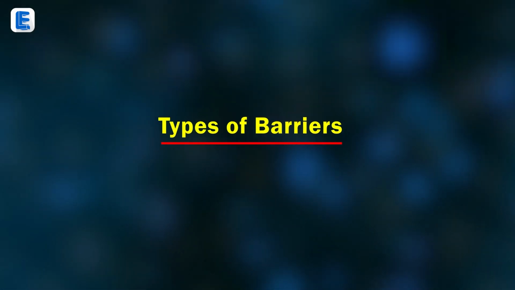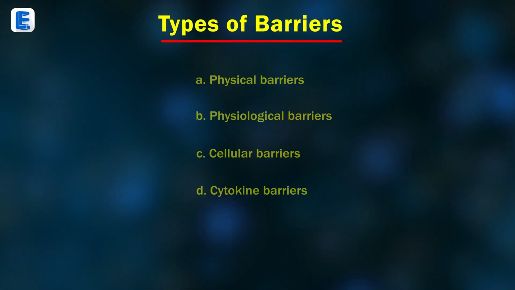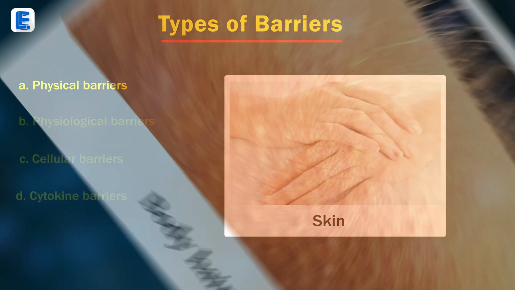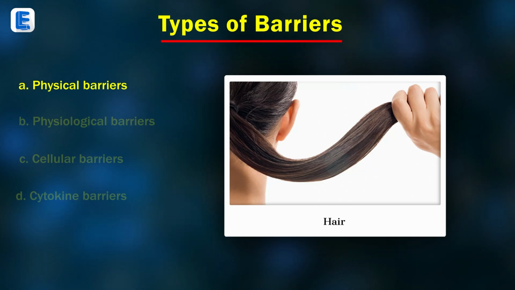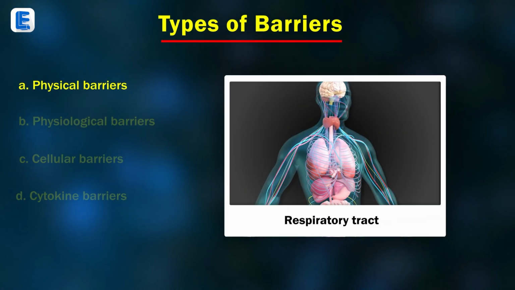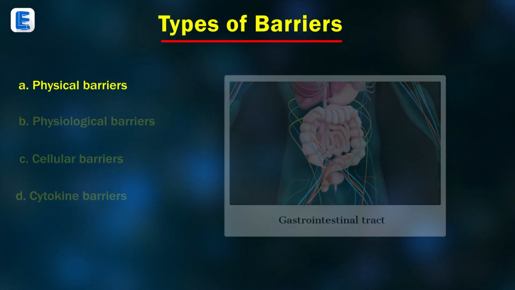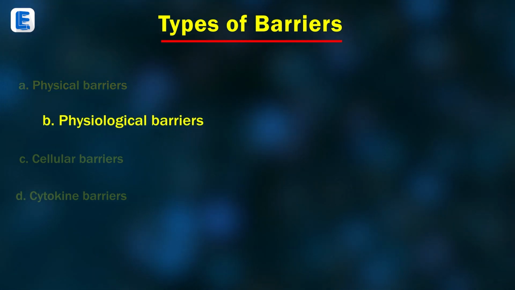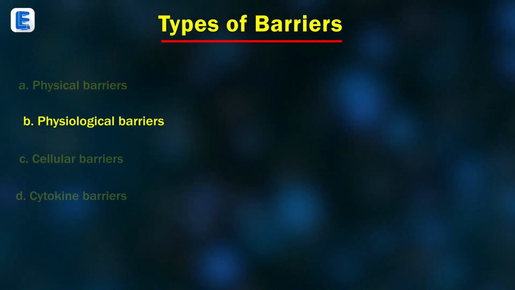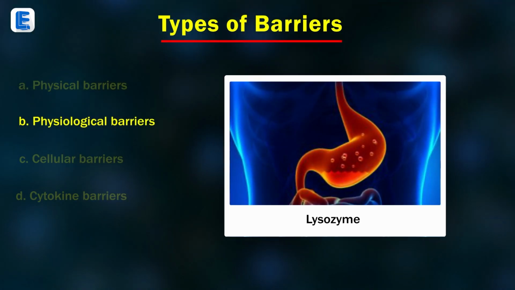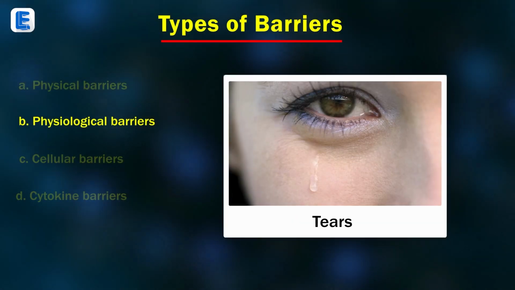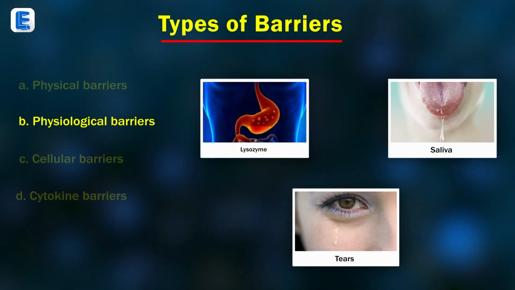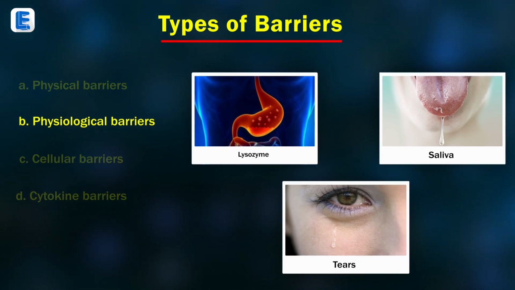Types of barriers. First, physical barriers. These include skin, body hair, respiratory tract, and gastrointestinal tract. These form the first line of defense. B. Physiological barriers. Body fluids like lysozyme, saliva, tears, etc., flowing in the body are the main physiological barriers. These inhibit the growth of microorganisms.